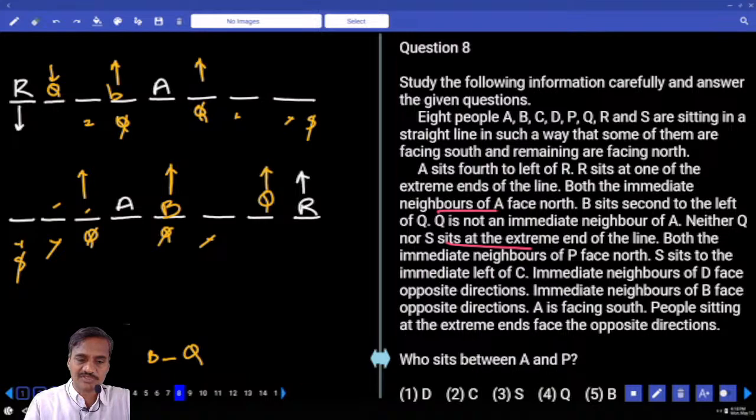D's neighbors are facing opposite directions, and so D cannot be here. Where should D be? D must be here, in the second or the third place. The immediate neighbors of D face opposite directions.